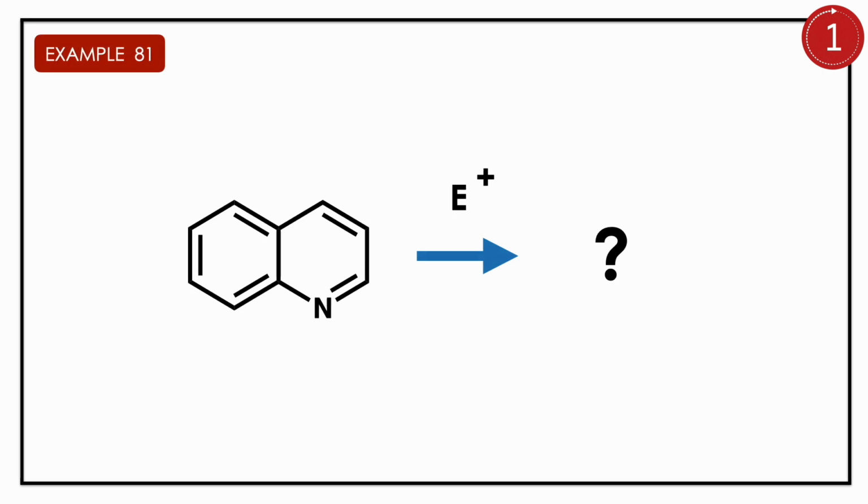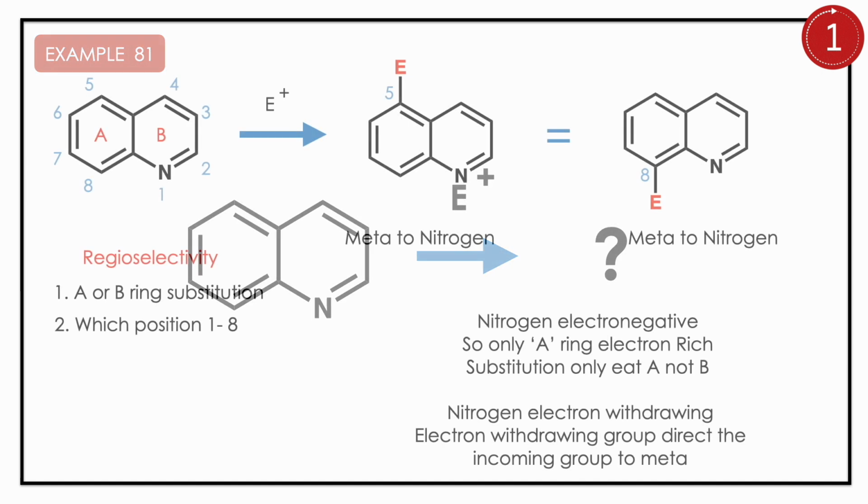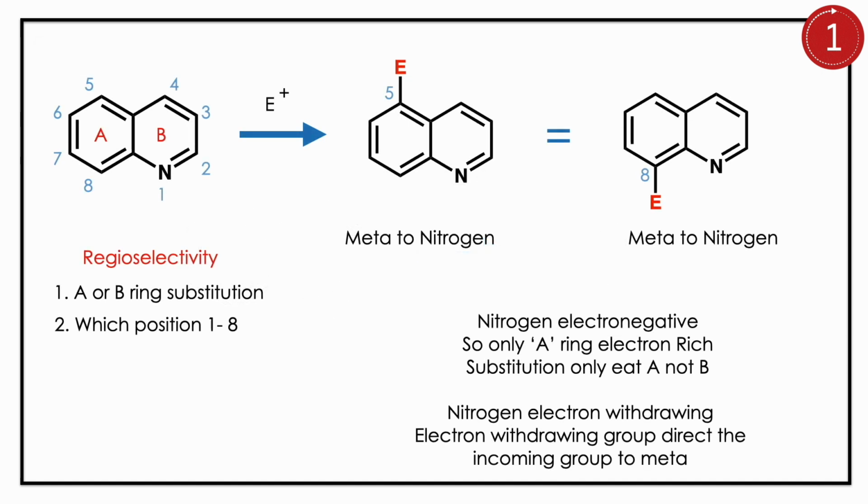Then the next example, you have quinoline. You are attacking with an electrophile. We should find what will be the final product. Here the electrophile can attack the A and B rings. It can also attack any position on the A ring. So 2 regioselectivities are possible. It will not attack the B ring because of the electronegative nitrogen. So only A is possible.